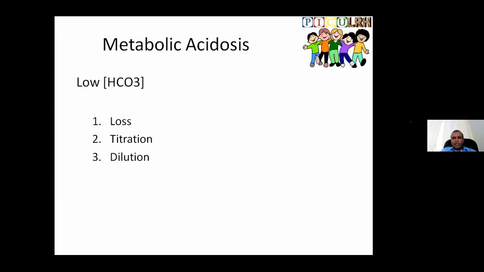Right. So then the second concept is metabolic acidosis. This is how pediatric intensive care looks at acidosis. Metabolic acidosis is a low bicarbonate concentration. It's not about the acid; we are looking at the bicarbonate. So there are only three ways that you can have a low bicarbonate concentration: one is loss, second is titration, third is dilution.